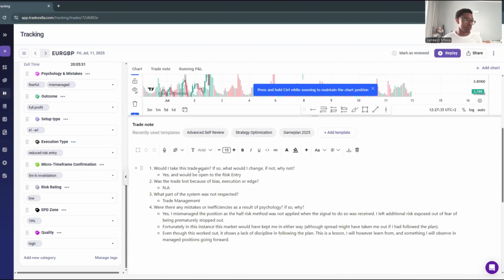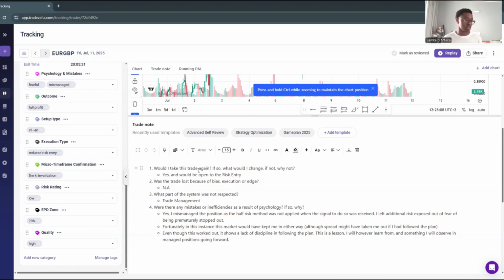It looks at why the trade was lost. Was it because of poor execution? Was the bias incorrect? In this case, it was a profitable position, so it's not applicable. I'm then also looking at which parts of my plan or my system I didn't respect. And in this case, the trade management aspect of that wasn't fully followed. I guess for all the reasons listed below.